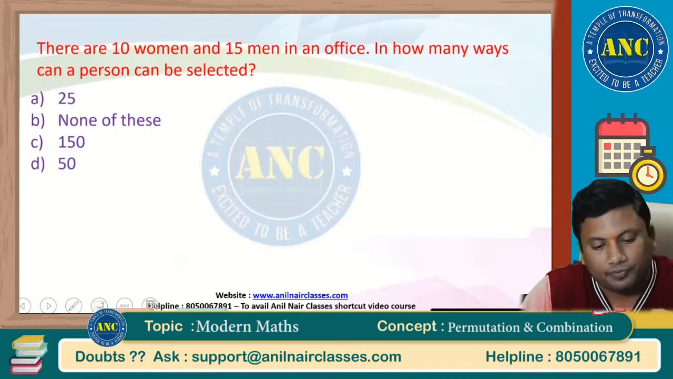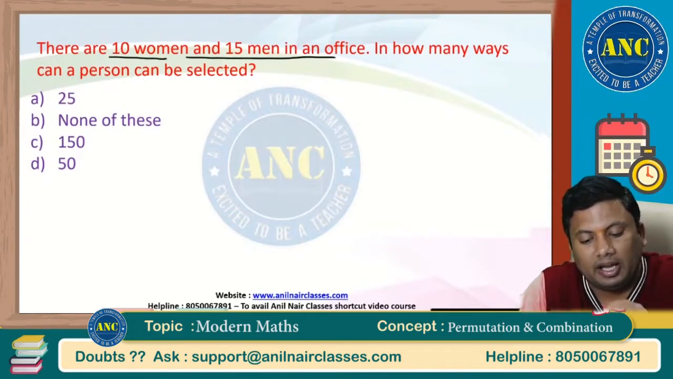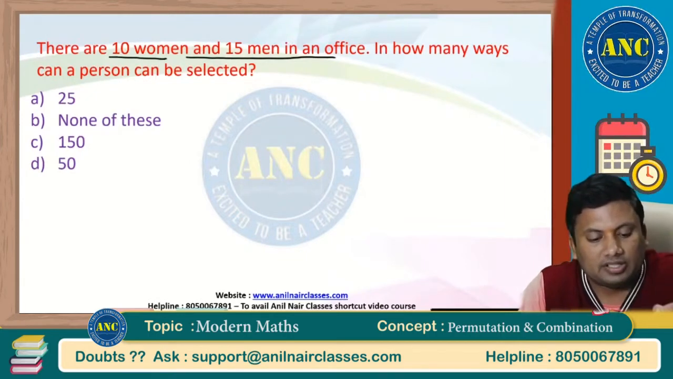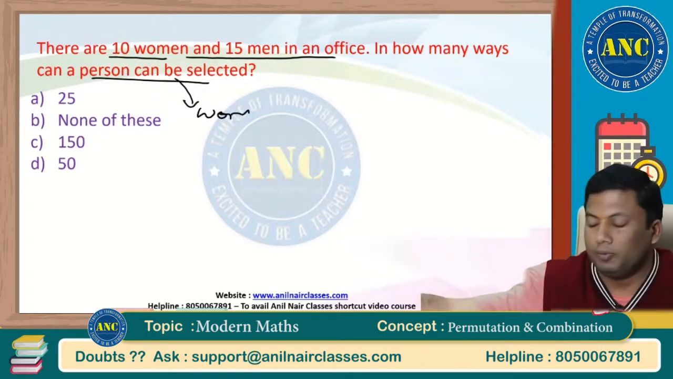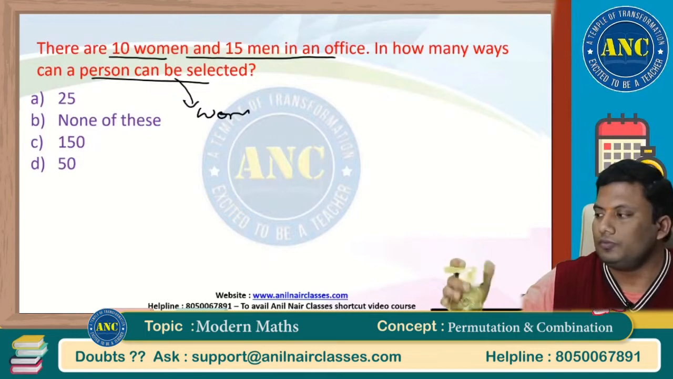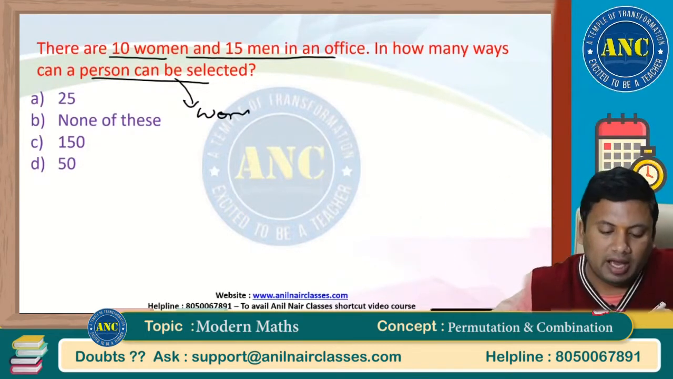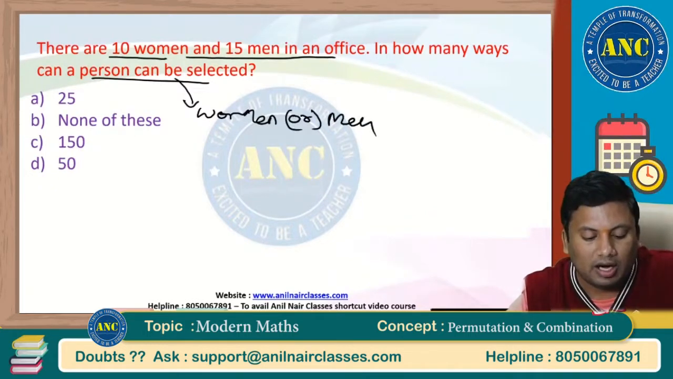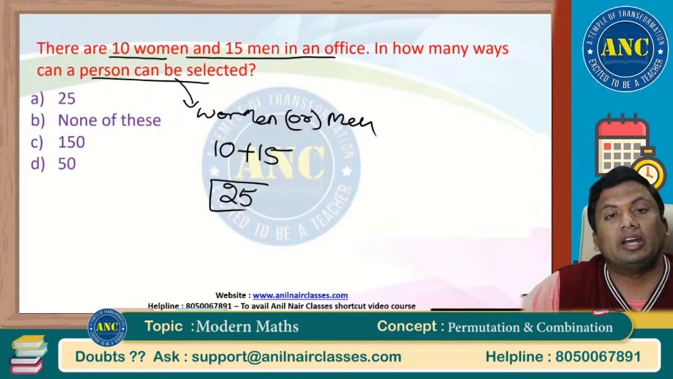Next one. There are 10 women and 15 men in an office. In how many ways can a person be selected? A person can be either a woman or a man. Our condition is nothing but plus. 10 plus 15, answer is nothing but 25. Don't do 10 into 15.